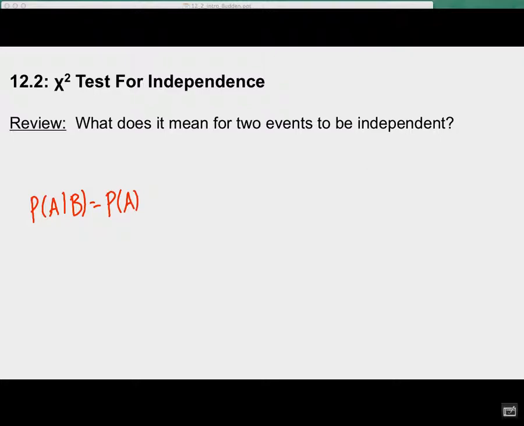Remember the other way to check it? Yeah, probability of A and B is equal to the probability of A times the probability of B. Now, a lot of you guys just use this fact all the time. You can really only use it if the events are independent. So, that's just a review. You should remember that.